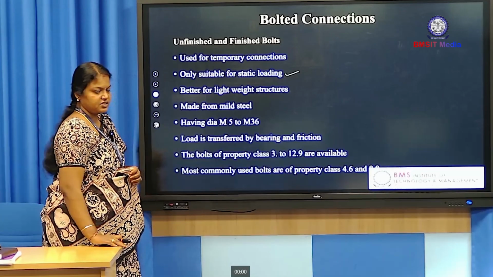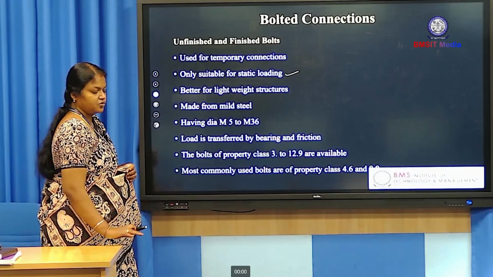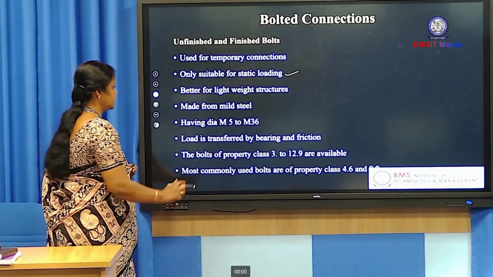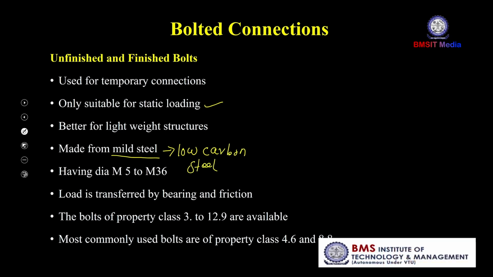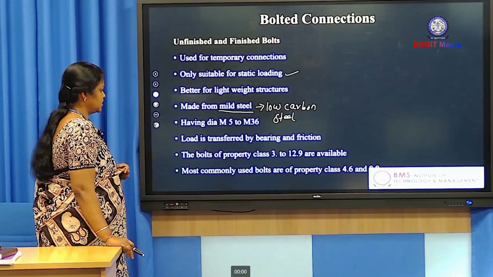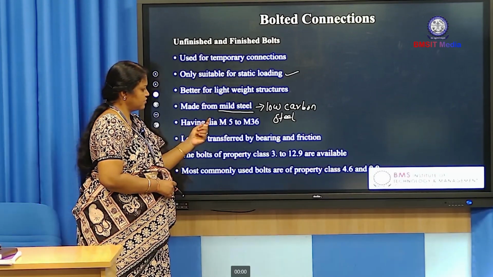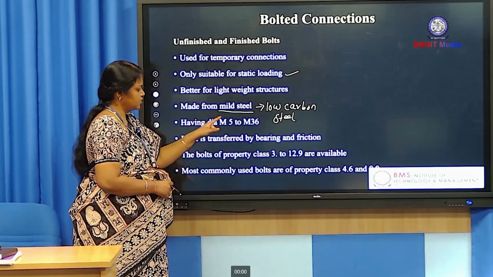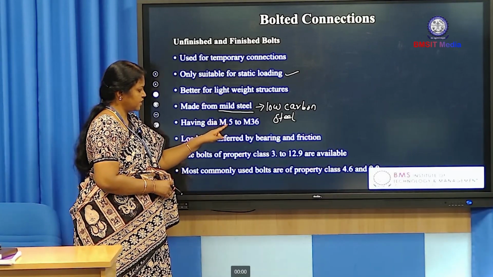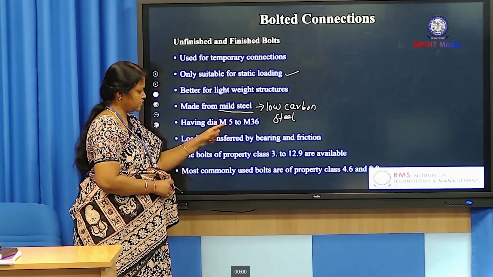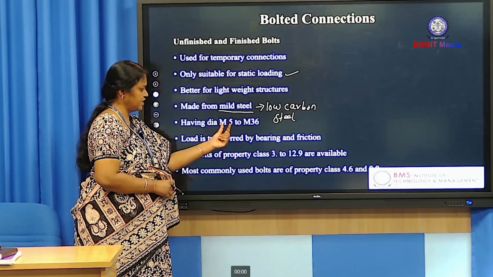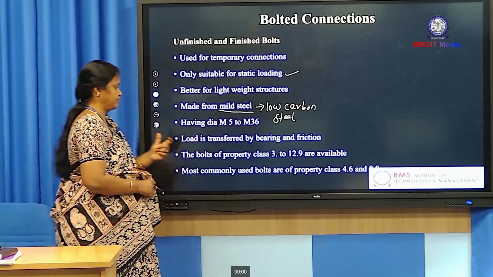For lightweight structures, we have to use only the finished bolt or unfinished bolt. This is made from mild steel. Mild steel means low carbon steel, and the ductility is more in low carbon steel. Next, it has a diameter of M5 to M36. M means mean diameter, and 5 means the diameter of the shank portion, not the threaded portion. So M5 means a diameter of 5 mm up to a diameter of 36 mm.